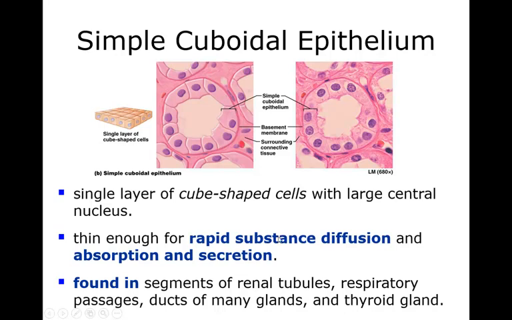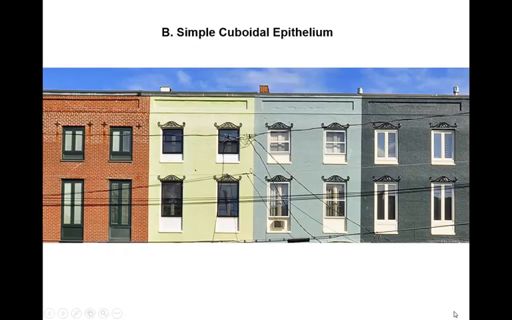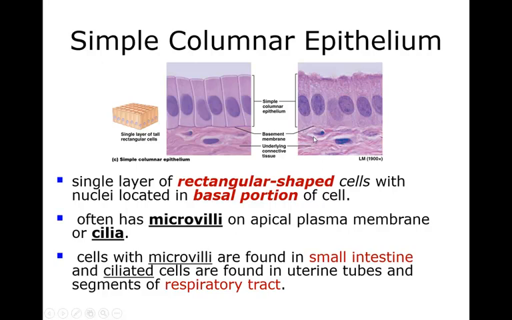This type of tissue is still very thin, so good at rapid diffusion, good at absorption and secretion, typically found in areas where you're going to be absorbing or secreting materials. So renal tubules in the kidneys, respiratory passages and ducts, also associated with some of the major glands of your body. So simple cuboidal would just be one of these layers of cube-shaped cells.